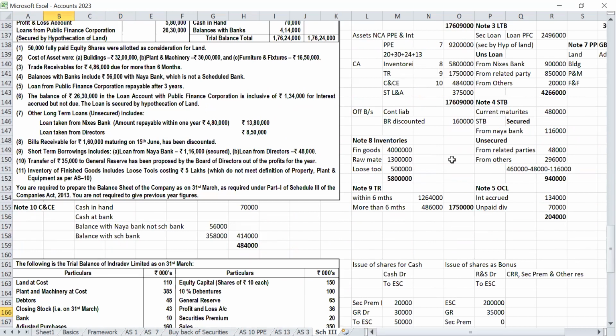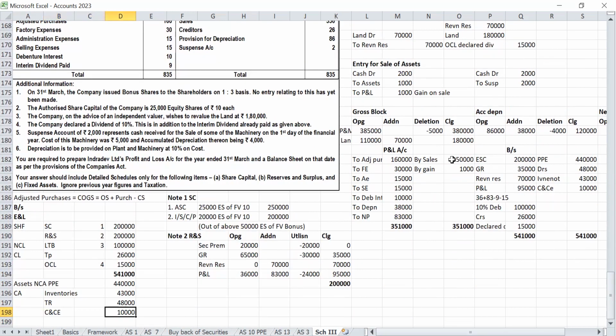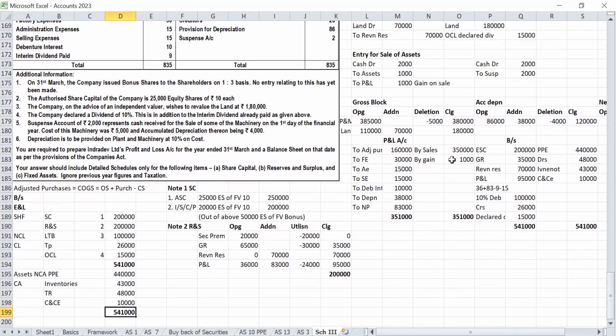Cash is there or not? That's all, finished. 5,41,000 finished. For 5 minutes please bear. I will tell profit and loss account compartment also.